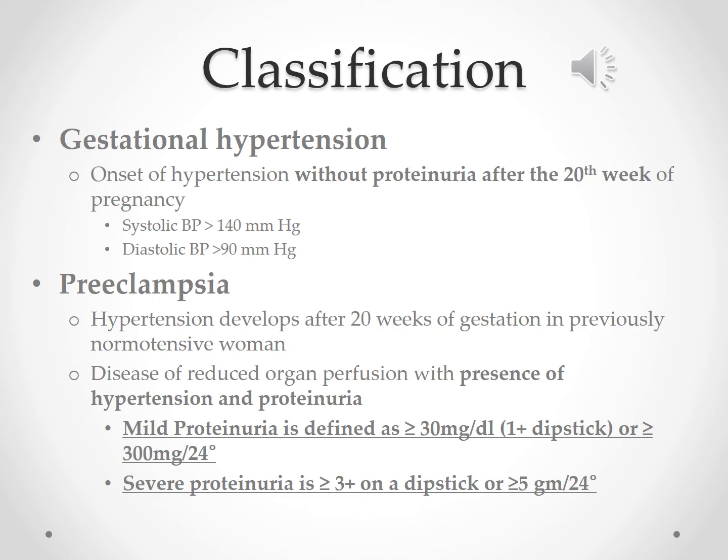Diagnosis is based on 2 blood pressure measurements that meet the criteria for gestational blood pressure elevation within a 1-week period. Okay, so if her systolic is greater than 140, diastolic greater than 90, that's elevated blood pressure. If she has that repeated, then we're looking at gestational hypertension as opposed to just a single elevated blood pressure.